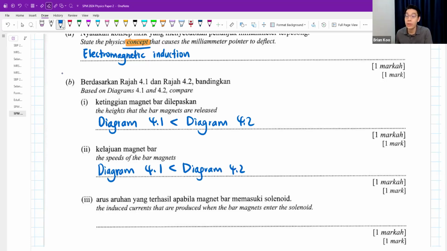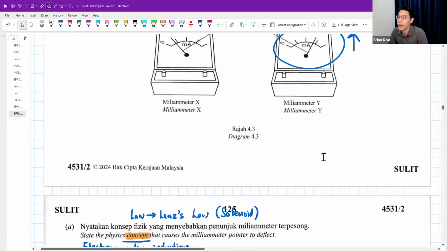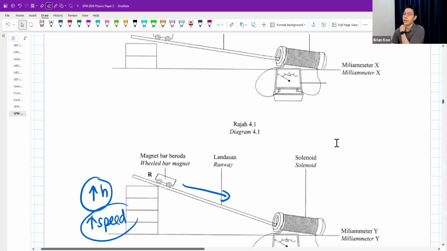And the induced current produced. Just read the ammeter reading. Okay, you reversed it, okay. 4.2 is higher than 4.1. Yeah, current 4.2 is higher.